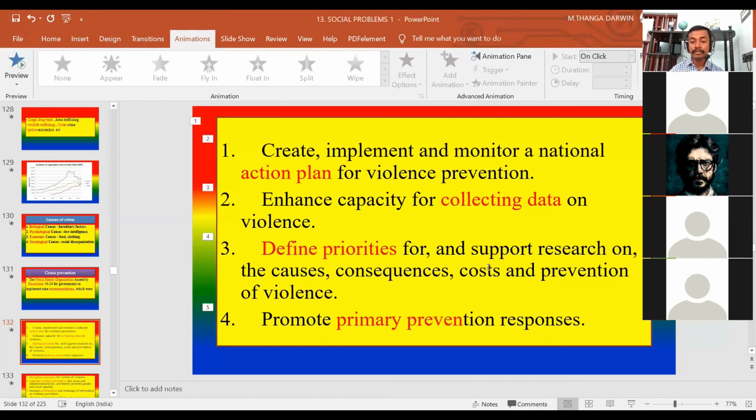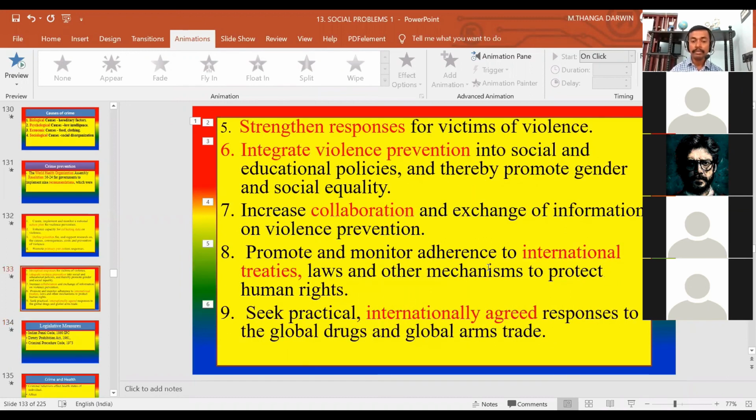Then primary prevention and response is very, very important. Prevention is better than cure. Before the crime, we should be alert. What are the places where crime is possible? Just prevent it by means of awareness. Next, strengthen response. The government as well as people should respond against crime. Then integrate violence prevention programs, mainly integration of social and educational programs, gender concern, and social equality.